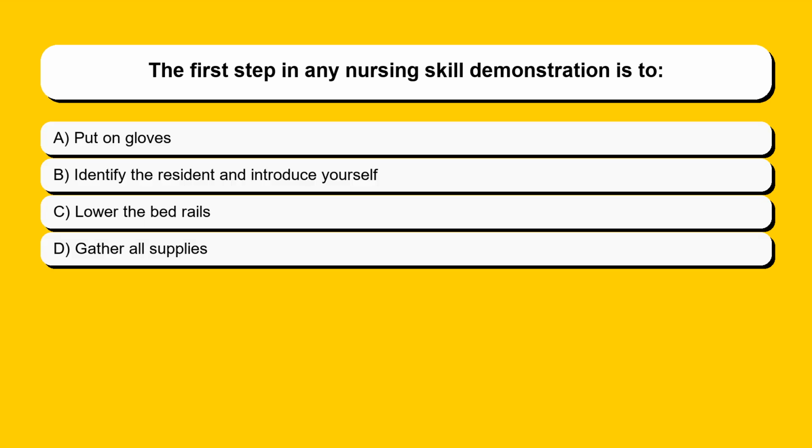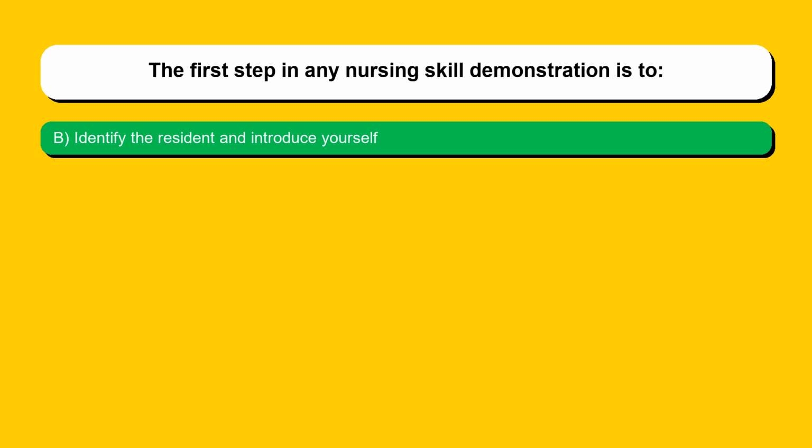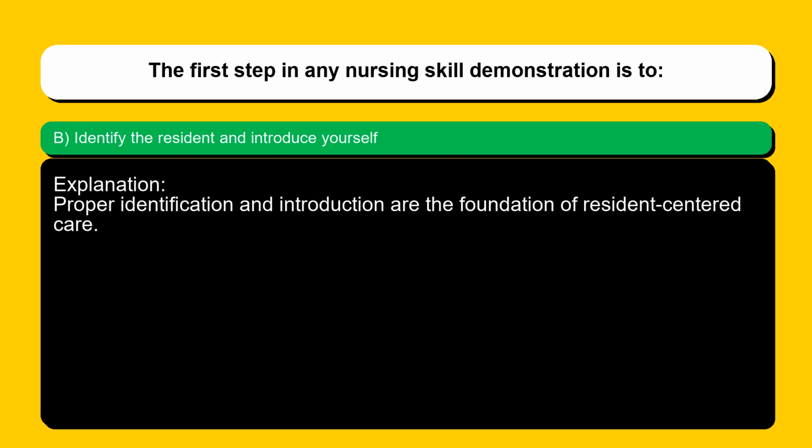Question 2. The first step in any nursing skill demonstration is to Option A. Put on gloves. Option B. Identify the resident and introduce yourself. Option C. Lower the bed rails. Option D. Gather all supplies. The correct answer is Option B. Identify the resident and introduce yourself. Proper identification and introduction are the foundation of resident-centered care.